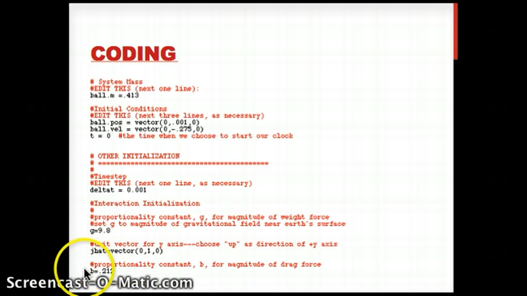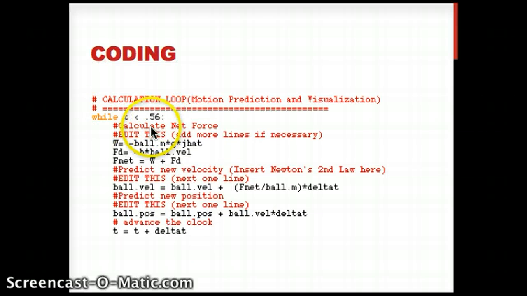And my drag constant at 0.212 gave me a good estimation of the final position of the ball. My final time was 0.56, so I've inserted that there. The weight force is inserted here, the drag force here, and the F net is the weight force plus the drag force. Newton's second law is here, and also here to calculate the velocity and the position.